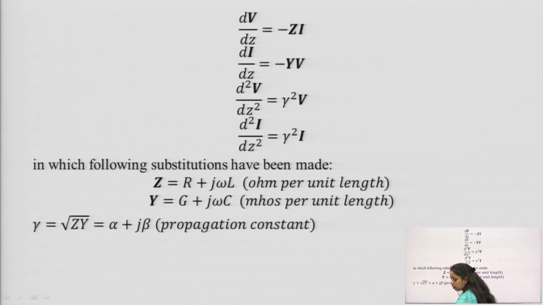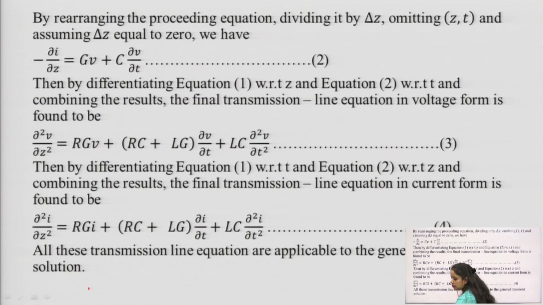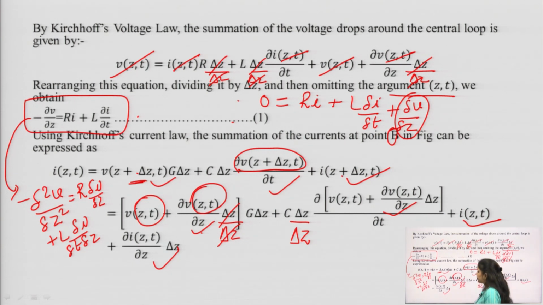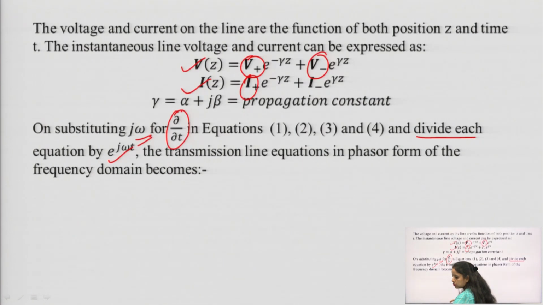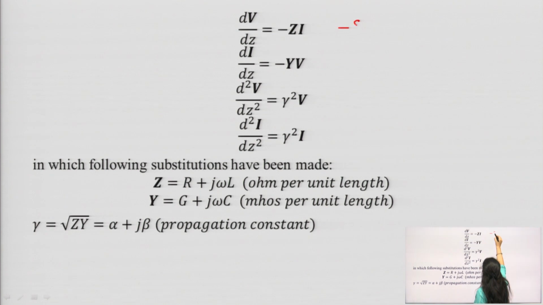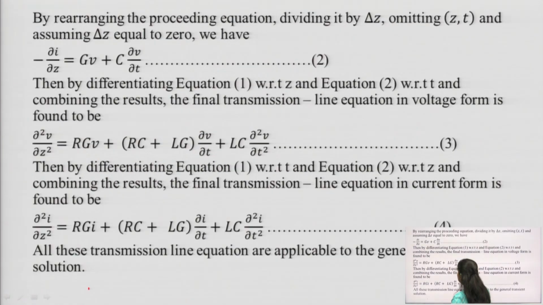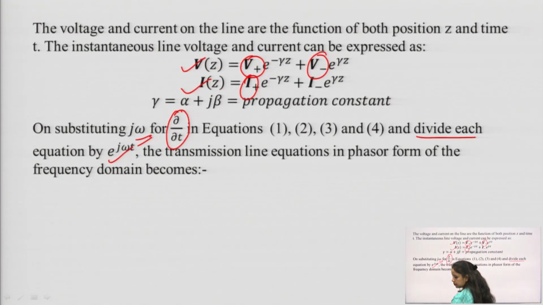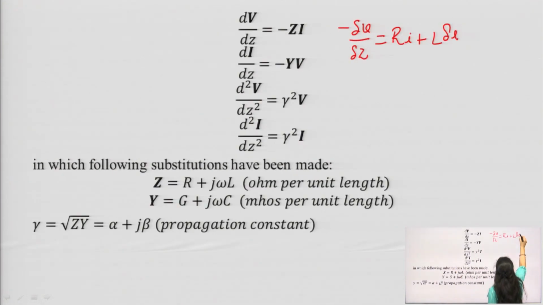So, I am going to solve one for you and the rest will be work for you. The first equation: minus del v upon del z should be equal to r I plus L dI by dt. So, what you have to do is replace del by del t with j omega.